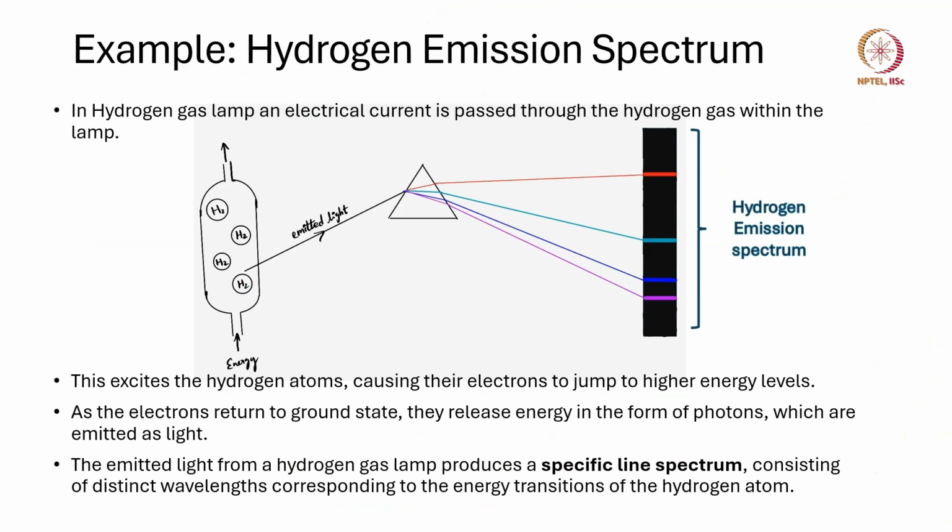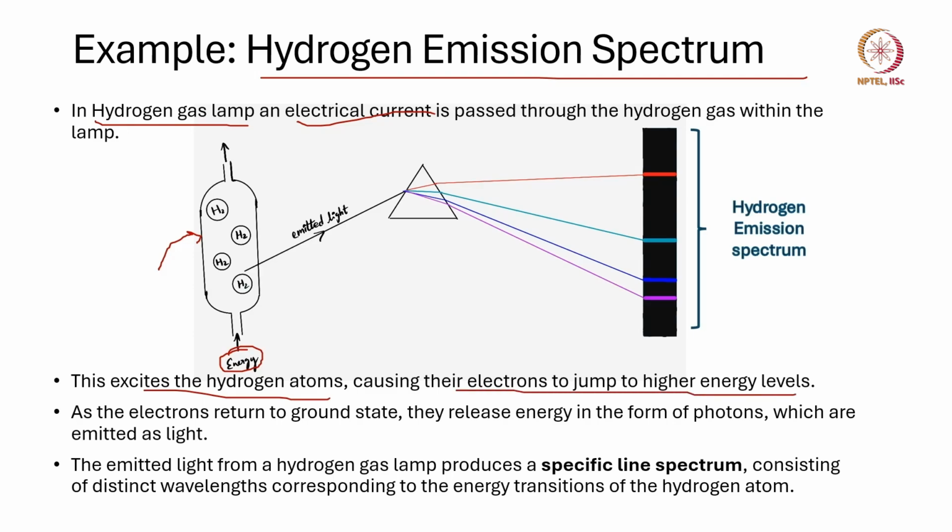Now, to understand the line emission spectrum better, let's take an example of the hydrogen emission spectrum. The hydrogen emission spectrum can be obtained using a hydrogen gas lamp, as shown here, where hydrogen gas is filled inside a lamp and electrical energy is provided to this hydrogen gas lamp in the form of electrical current. When this electrical current is passed through the hydrogen gas, the hydrogen atoms absorb this energy and get excited, thus causing the electrons inside the hydrogen atoms to jump into higher energy levels.